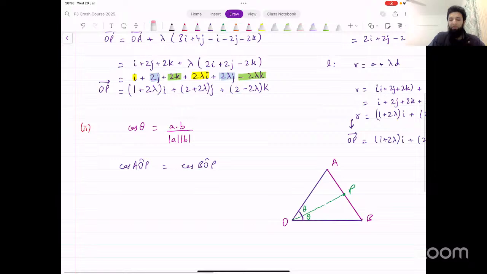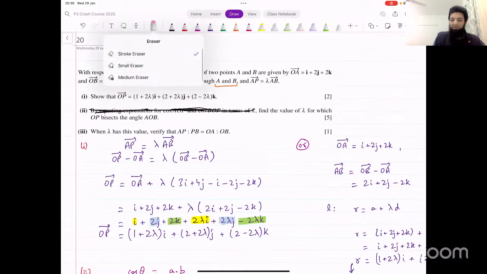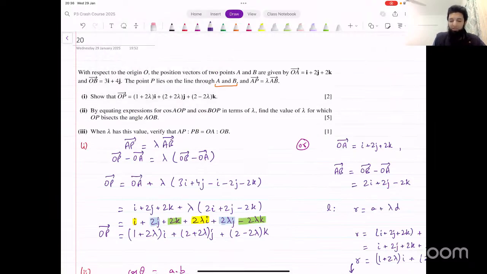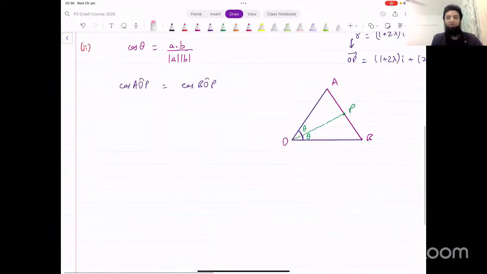In this question, they've made it easy for you. They've explicitly told you that this is what you need to do. You just need to equate these two expressions. So that's what we do. We equate these two expressions.